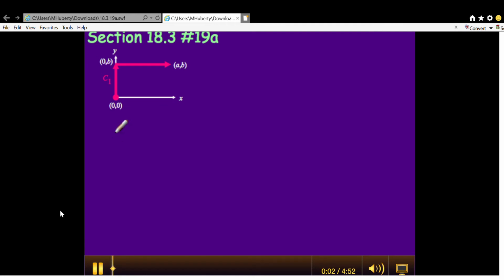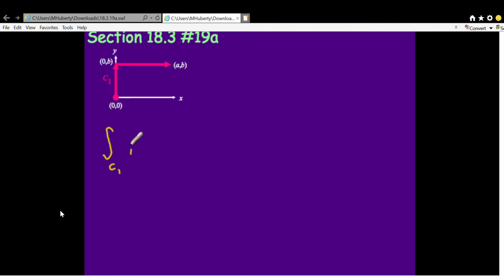So I thought I'd walk through this problem here, 18.3, problem 19, part A, because I think it is a bit tricky here. What we're trying to do is integrate across path C1, like that, of F dot dr. And in order to do that, you really need to break that path up into two pieces, the vertical piece and the horizontal piece, right? And you can really think of that vertical piece then.